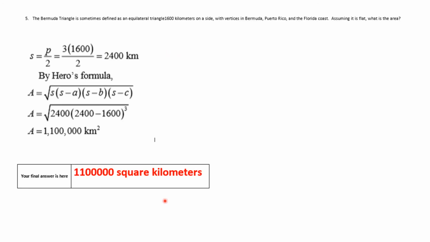The Bermuda Triangle is an equilateral triangle, and each side is 1,600 meters. So we're going to use Hero's formula. The semi-perimeter can be found to be 2,400 kilometers. So we plug that and the lengths of the sides into Hero's formula, which was given in the grace notes, and do the calculation, and our answer should be 1,100,000 square kilometers.